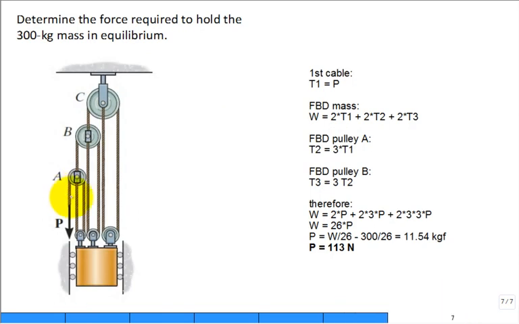All right, so what I did was I said that the tension here, the tension in 1, is equal to the load P applied. And then right here, the tension in 2 from the free body diagram of member A is 3P. And then the tension in 3 is 3 times 3P, or 9P.